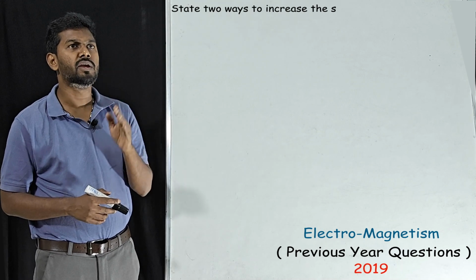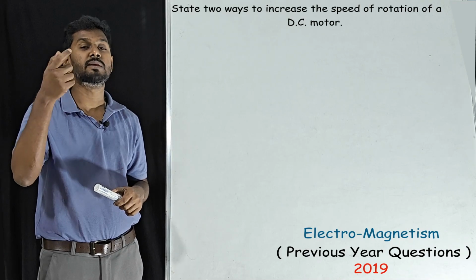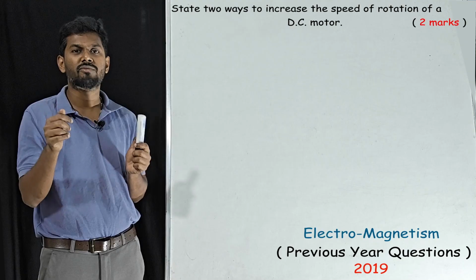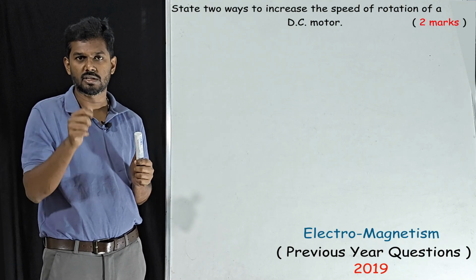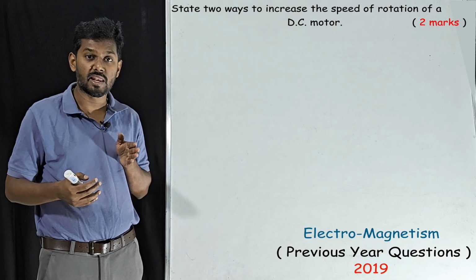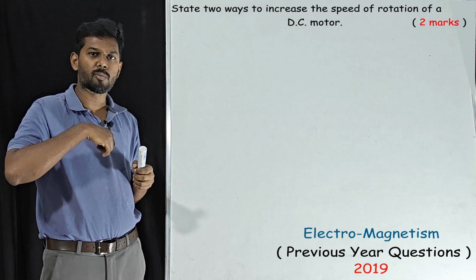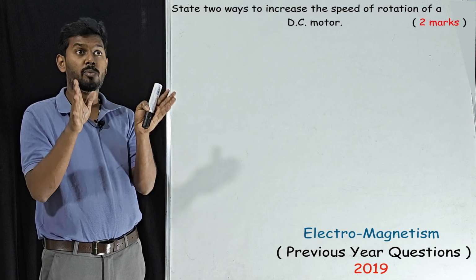State two ways to increase the speed of rotation of a DC motor. So, rotation of a DC motor. In a DC motor, what we require for rotation is electricity as well as magnetism. A magnetic coil will be there and we are passing electricity, correct? So we are providing both.